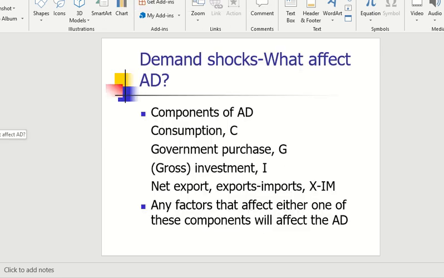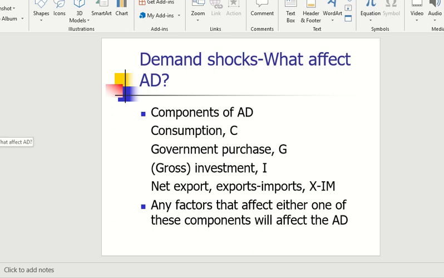First, let's go back to look at the components of aggregate demand. So let's review four major components of aggregate demand, namely consumption, government purchases, investment, and net exports. So we learned that aggregate demand is made up of all four components. That means if there's any factor that affects either one of these components, then we should expect aggregate demand to be affected.